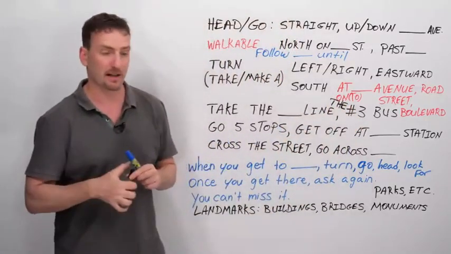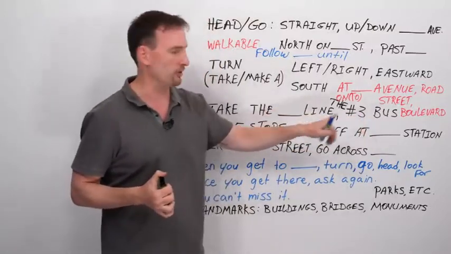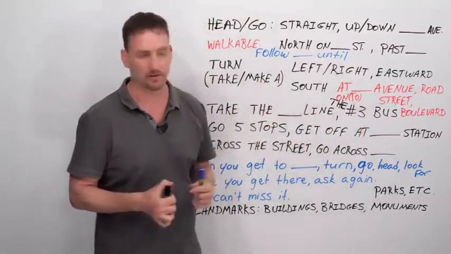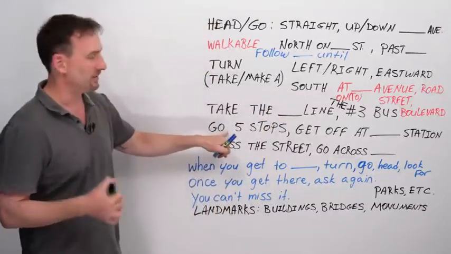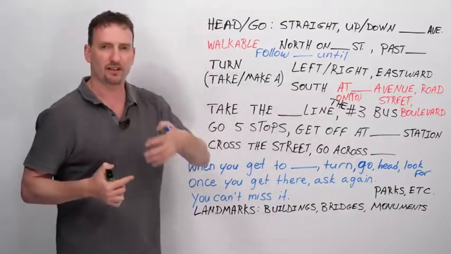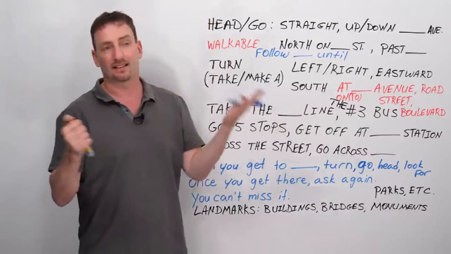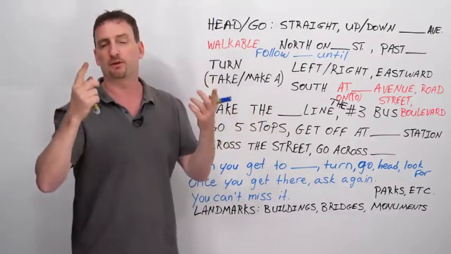Take the number 3 bus. Buses have numbers, so we don't really use lines. We just say the number of the bus. Now, you have to be very careful about giving directions with bus or subway, because in some countries, you might not be able to read the signs.